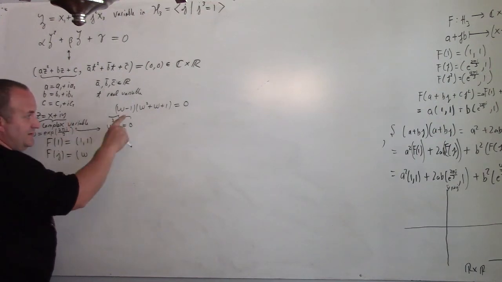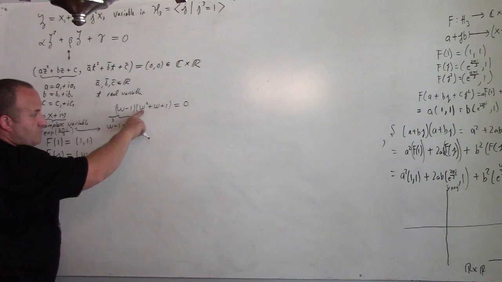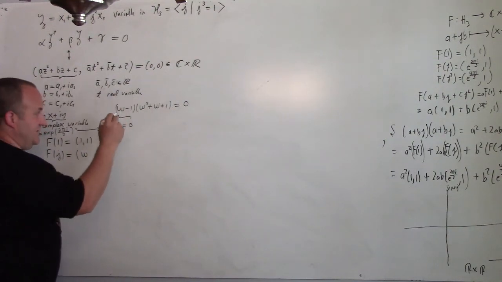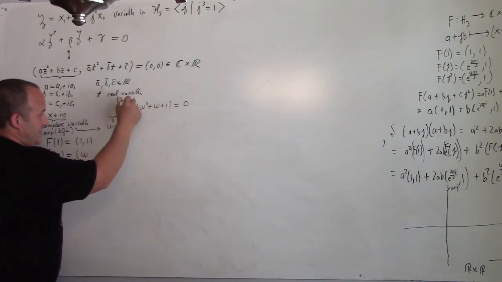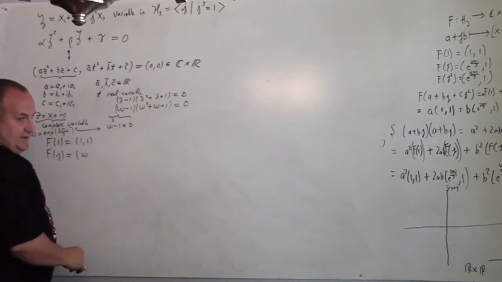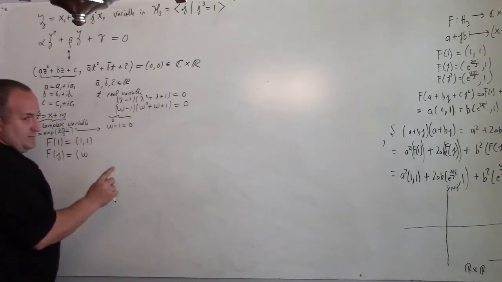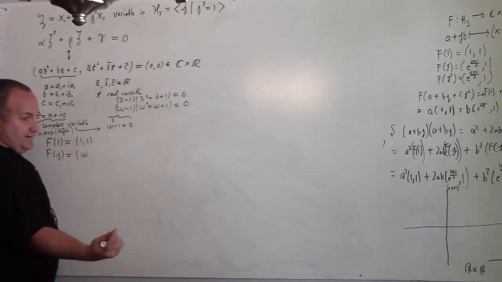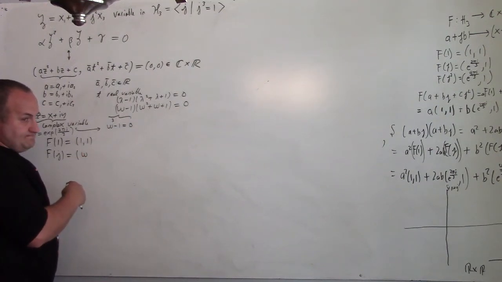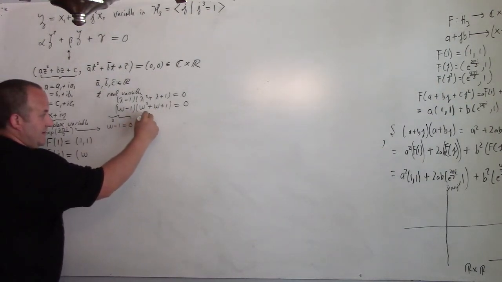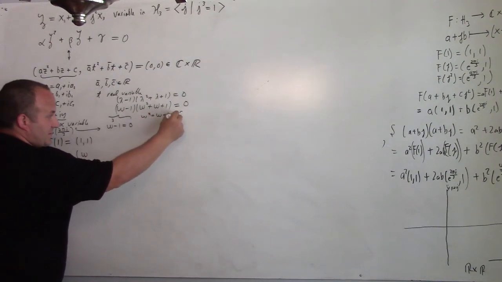Since omega is not 1, let me take a step back here. To try to unconfuse you, if we had the equation lambda minus 1 times lambda squared plus lambda plus 1 equals 0, there are at least two solutions to that equation. One of them is lambda equal to 1. The other one is lambda equal to omega. So, in fact, it's the case that omega squared plus omega plus 1 is equal to 0.